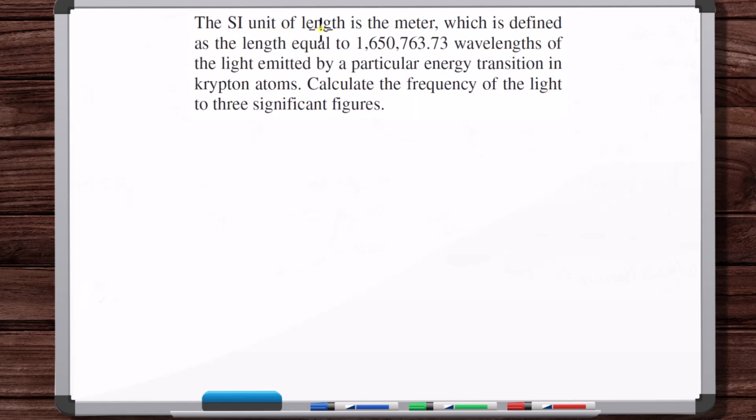The SI unit of length is the meter, which is defined as the length equal to this many wavelengths of the light emitted by a particular energy transition in krypton atoms. Calculate the frequency of the light to 3 significant figures. Okay, so it's just this formula for waves in general, the speed of waves related to their wavelength and frequency, but the speed of light's constant. So the frequency is just going to be 3 times 10 to the 8th.